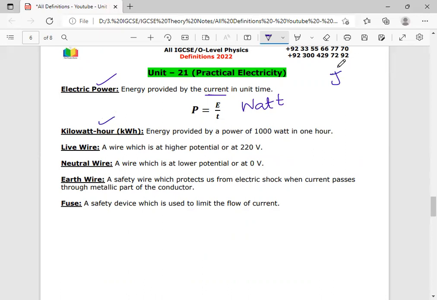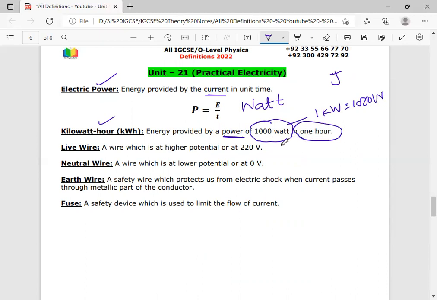When we get energy from the current, because current is a source of energy, we cannot measure that energy in joules on the larger scale. So we have to define a new, larger unit of energy, that is kilowatt hour. What is the definition of kilowatt hour? Energy provided by power of 1000 watts. Why? Because 1 kilowatt is equal to 1000 watts. And the duration will be 1 hour.